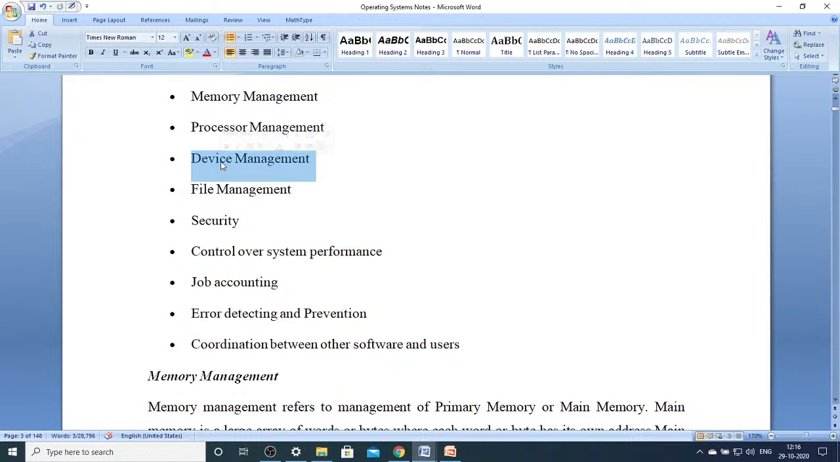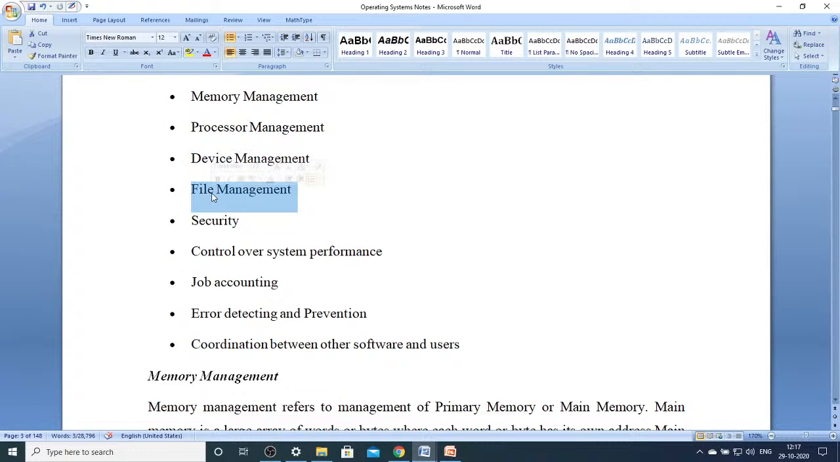Likewise, device management. Device management means IO management, because every process during its course of execution will definitely require some IO operations, either reading input from the user or writing some output, whether to the output devices or to some external devices, whatever it might be. Device management is strictly with regard to IO management, how the IO devices are managed among the several processes already in the main memory. That's what device management speaks about.